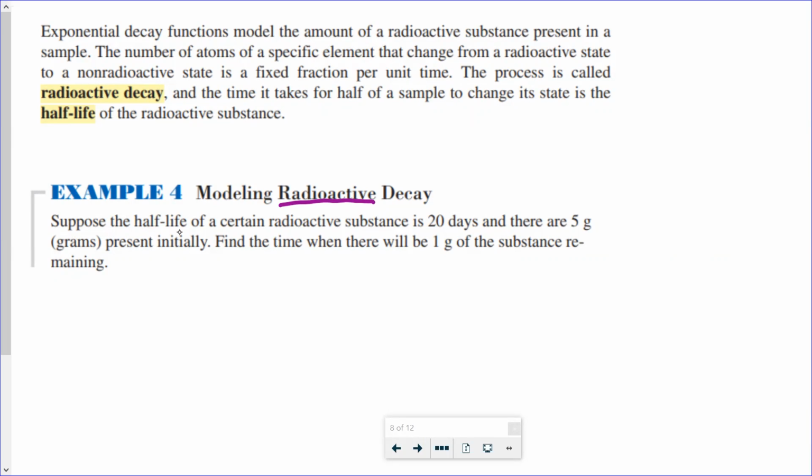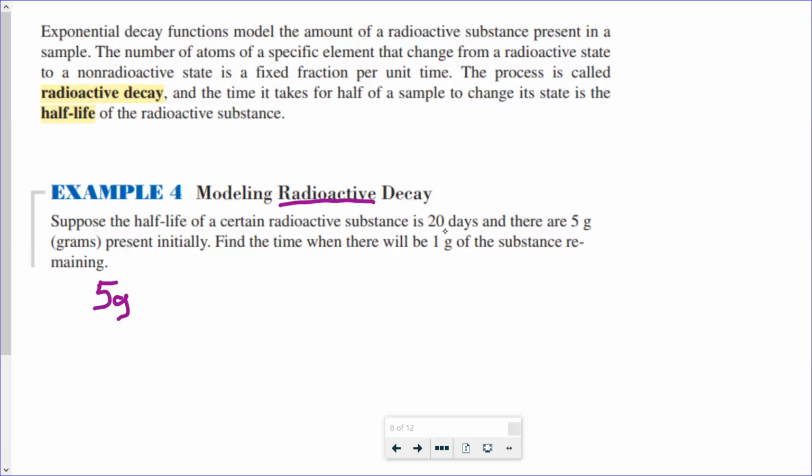Suppose the half-life of a certain radioactive substance is 20 days and there are 5 grams present initially. Find the time when there will be 1 gram of this substance remaining. All right, now I always think it's helpful to draw this out. So to start things off, we had 5 grams of this radioactive substance. And this radioactive substance is losing atoms that are not radioactive anymore, okay? So it's decreasing the amount of radioactive atoms.